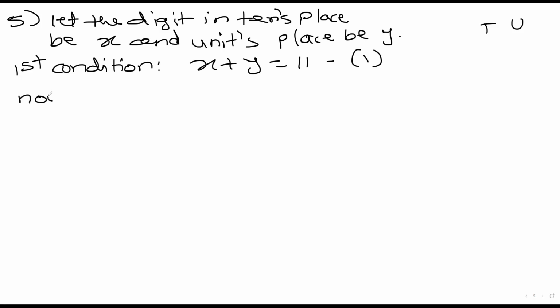Okay. Now the digit at the tens place is increased by 5. What do you mean? X plus 5. And the digit at the units place is decreased by 5. What do you mean? Y minus 5.